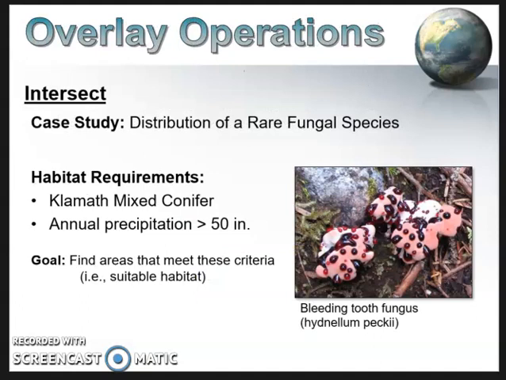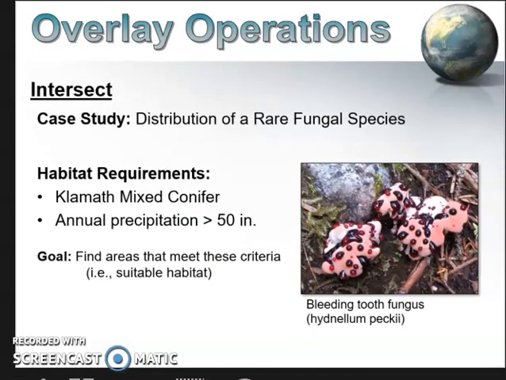Let's look at an example of when you might want to use the intersect tool. Let's say that you're doing a study on the distribution of a rare fungal species, in this case, the bleeding tooth fungus. Not much is known about its distribution, only that it has been cited in the area. Ultimately, you'd like to create a map showing all the different places where it might exist, or identify suitable habitat for this species.